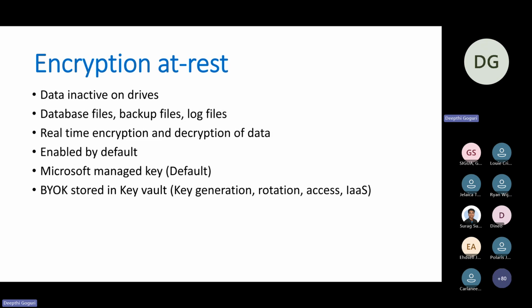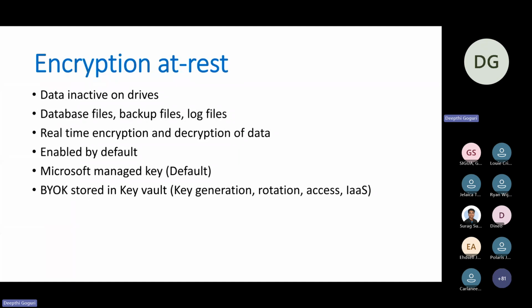But here are the two things that you need to remember. Encryption at rest can be done in two ways, right? The default way is Microsoft managed keys. You can manage your data, which is encrypted at rest, by clicking on the Microsoft managed key option, where if you click this option, Microsoft will be managing the key rotation and everything.